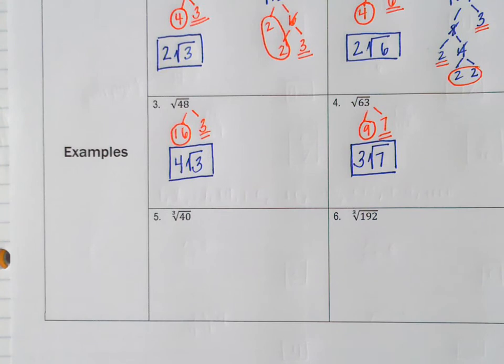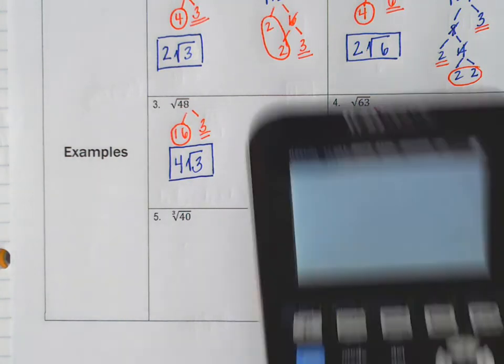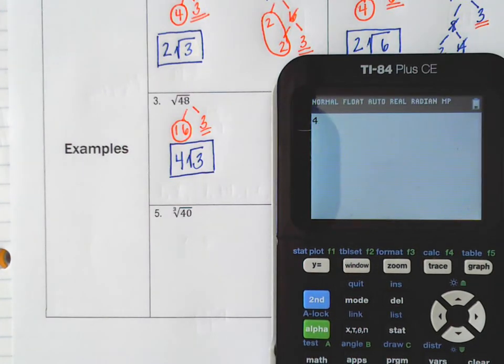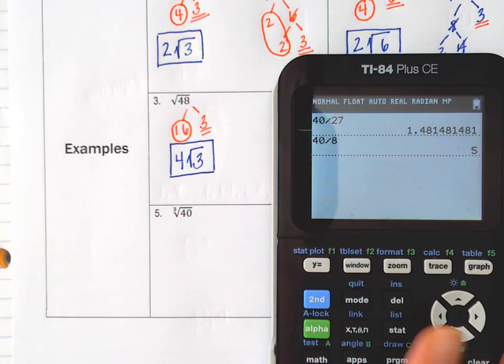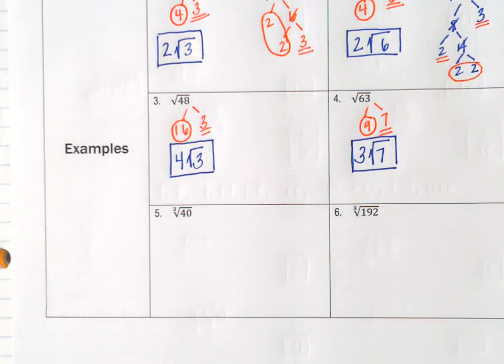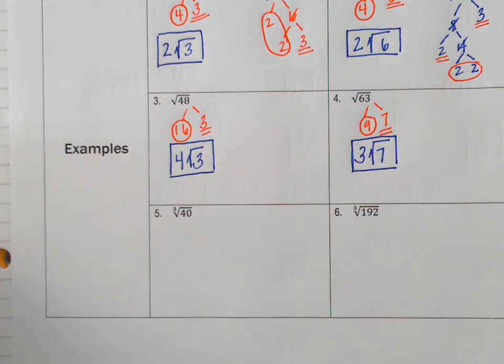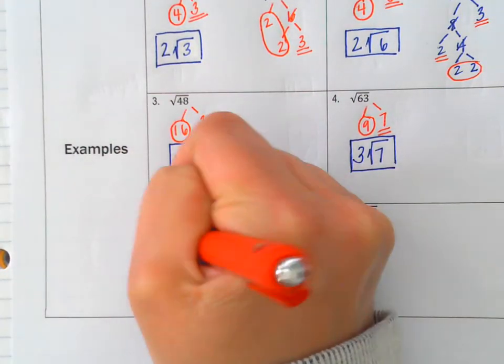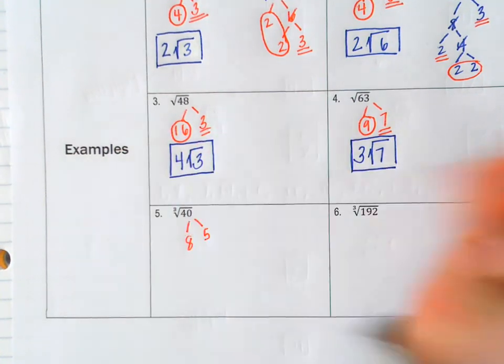Okay, so with 40, I'm thinking, what's the largest perfect cube that divides evenly into 40? Again, you can do a guess and check here if you don't know. Well, does 27 go into 40? Because I can't do 64. 64 is bigger than 40. And it doesn't. So, well, what about 8? Which we know it does. 8 times 5 gets me 40. So I can break up 40 to be 8 and 5.